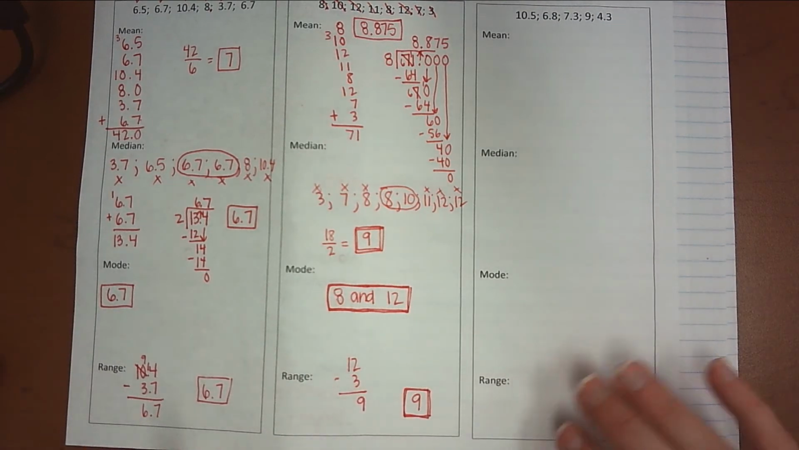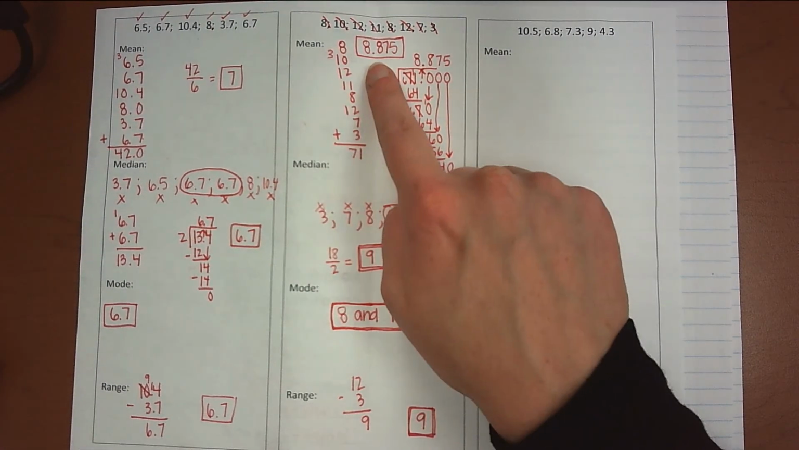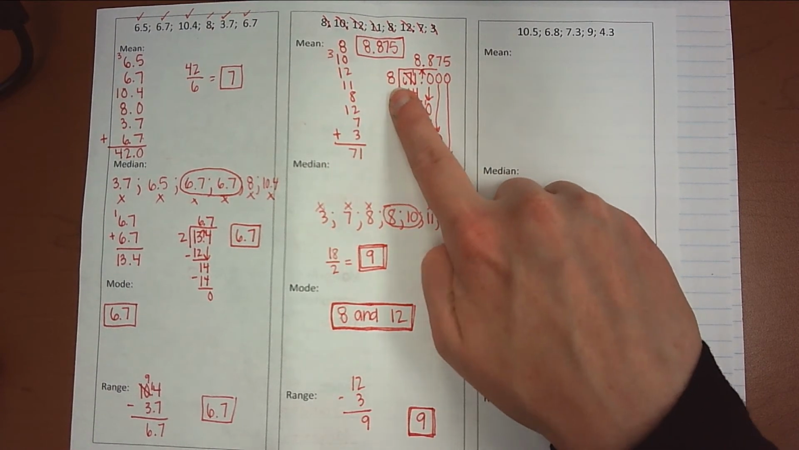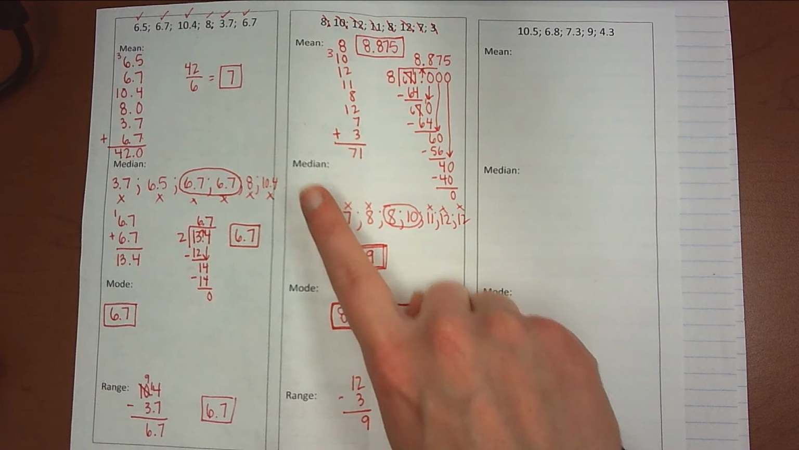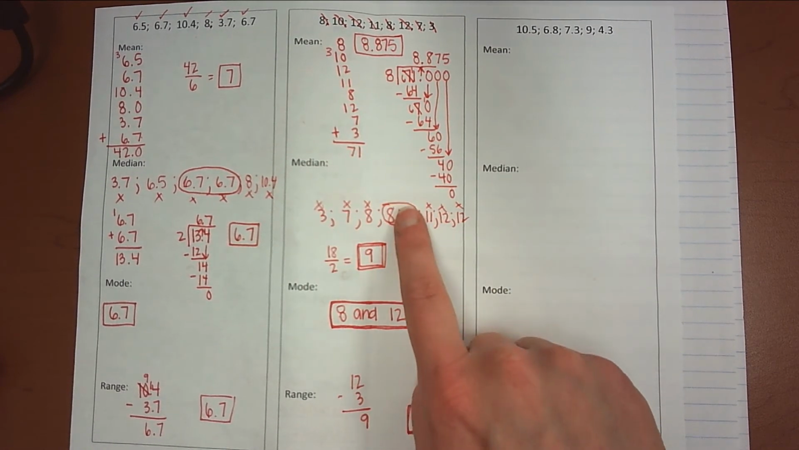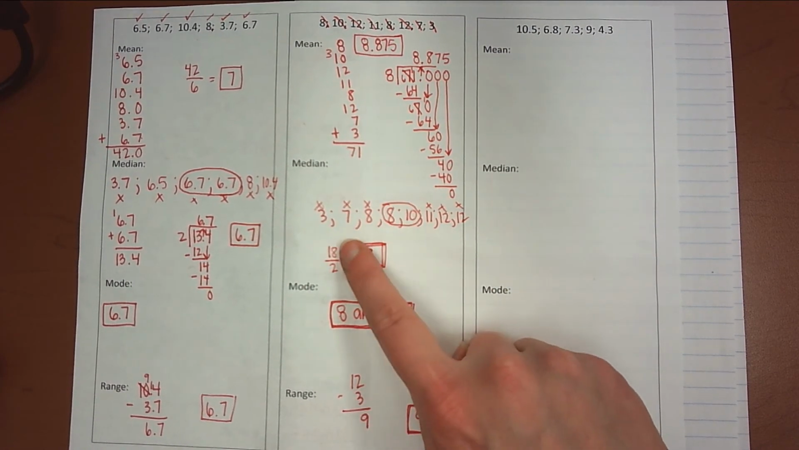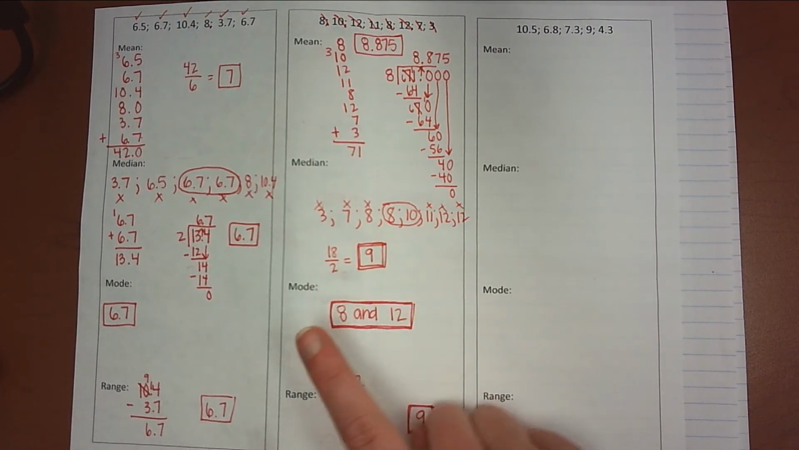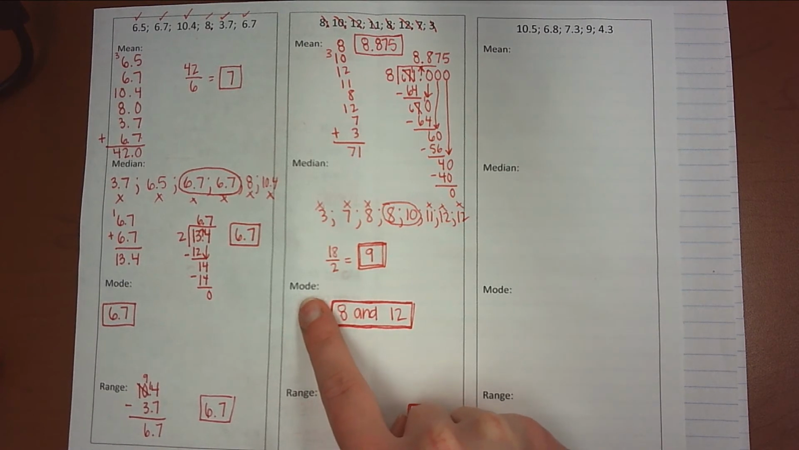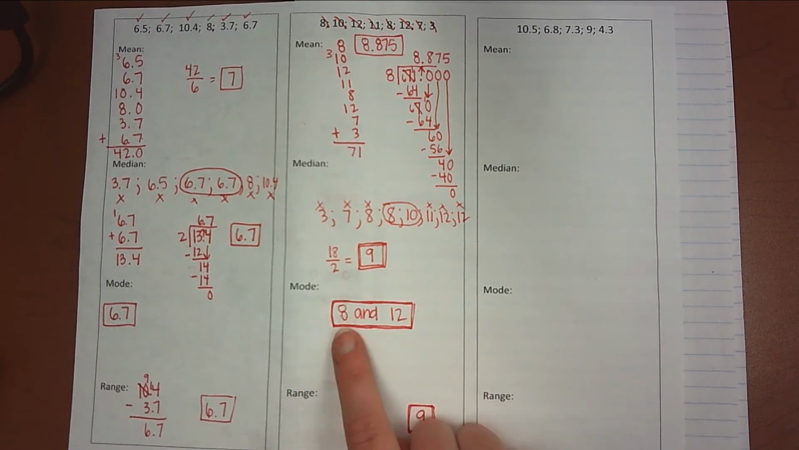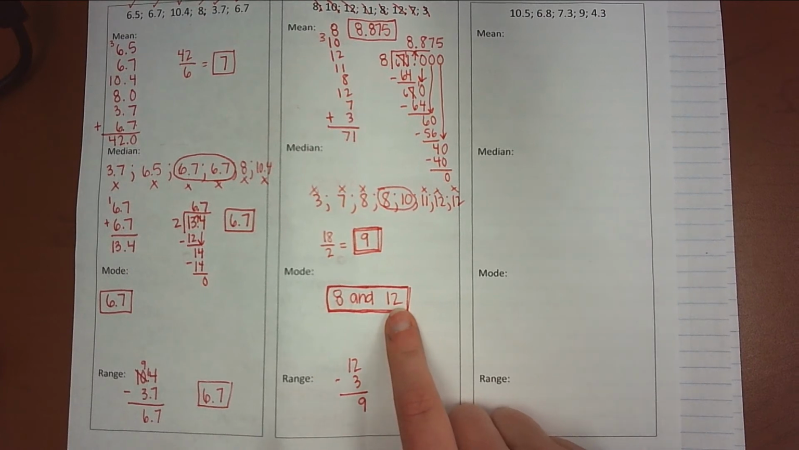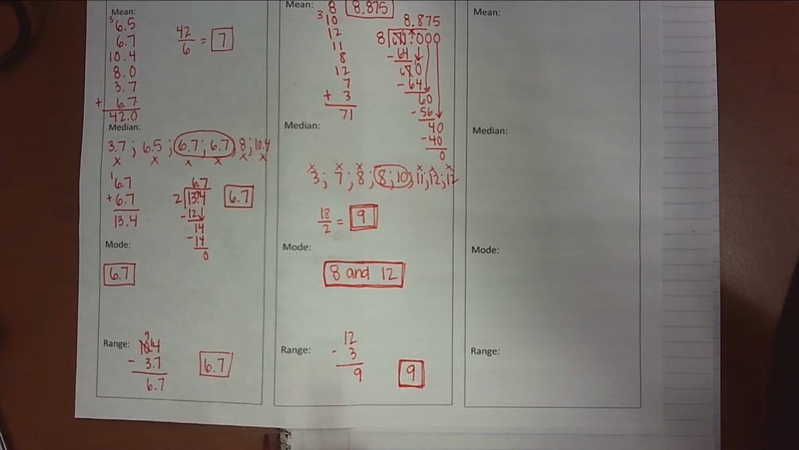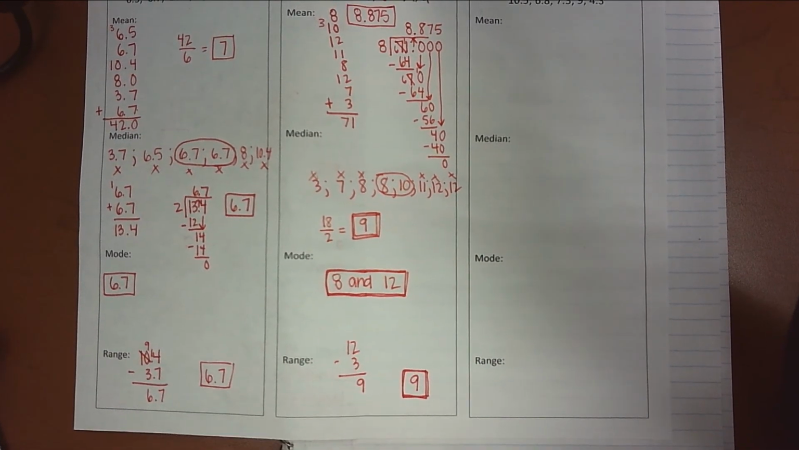And so for this example, I had a mean of 8 and 875 thousandths. I added up all my numbers and divided by how many there were for mean. For median, I found my middle number, which there were 2, so I had to find the mean of the middle 2 numbers. So I added and divided by 2 and got my median of 9. For mode, I found the number that occurred the most often, and there were 2 of them, 8 and 12, so I wrote them both as a mode. And for range, I took my biggest minus my smallest, 12 minus 3, and I got my range is 9.